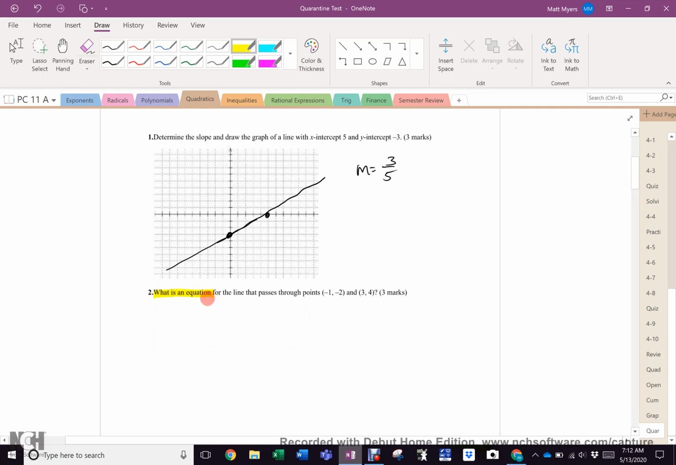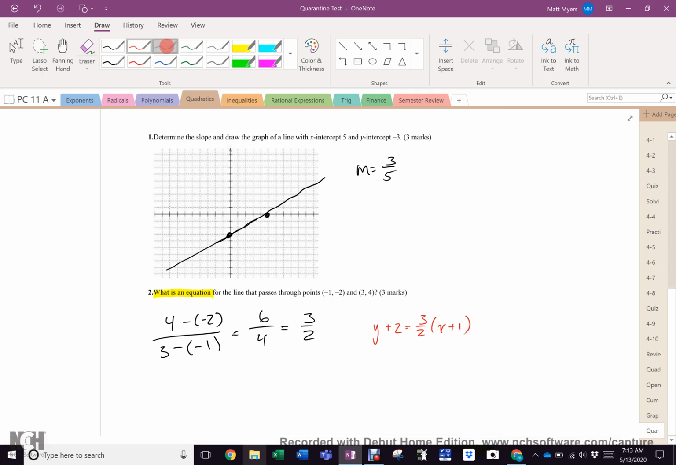What is an equation for that line? Almost everybody did the slope: 4 minus 2 over 3 minus 1, which gets you 6 over 4, which gets you 3/2, and then you stopped. I want an equation for it. Well, that's a slope and that's a point. So you could have had y plus 2 equals 3/2 x plus 1, or you could have had y minus 4 equals 3/2 x minus 3.